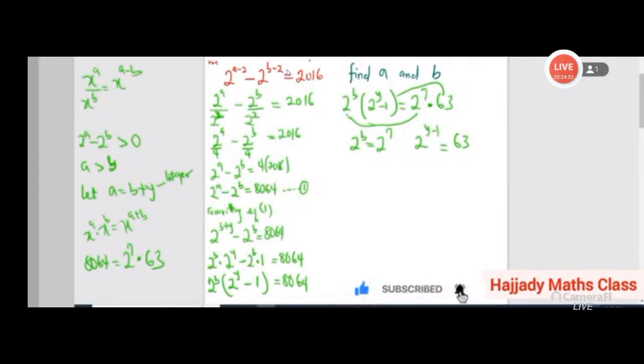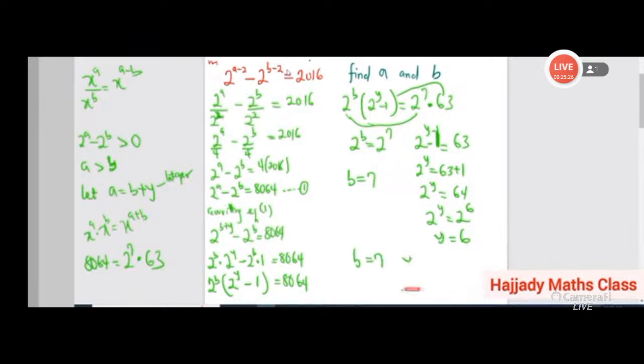So from here, by equality of base, I have that b equals 7. And here I have that 2 raised to power y equals 63 plus 1. So 2 raised to power y is the same as 64. 2 raised to power y is also equal to 2 raised to power 6. And here I can see y equals 6. Now I have that b equals 7 and y equals 6 also.